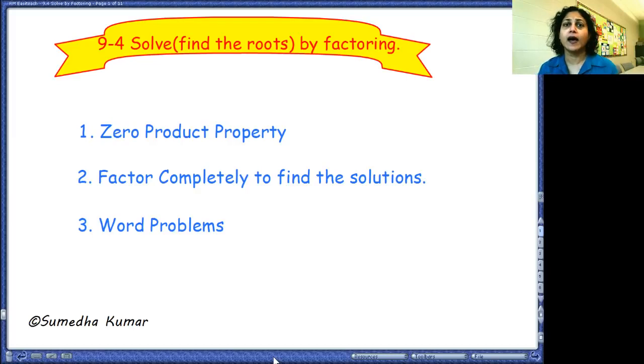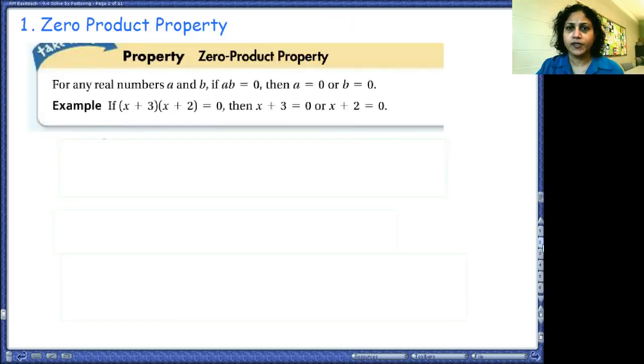and how to find the roots of a quadratic function by factoring. We are going to be doing 3 items today, so copy them down, and here we go. So the first thing to understand is what is the zero product property.